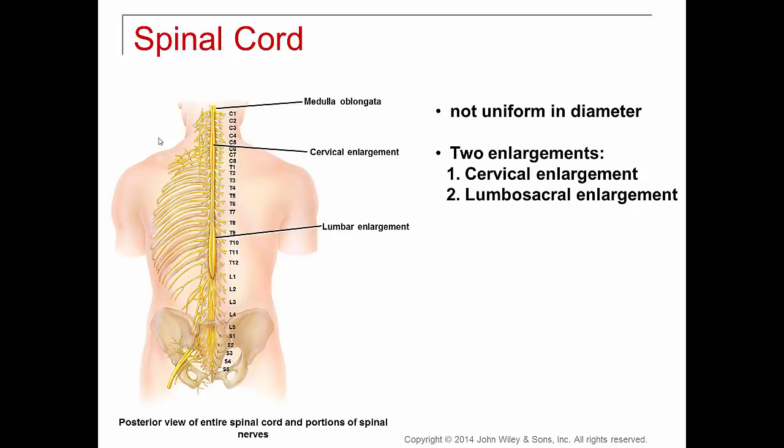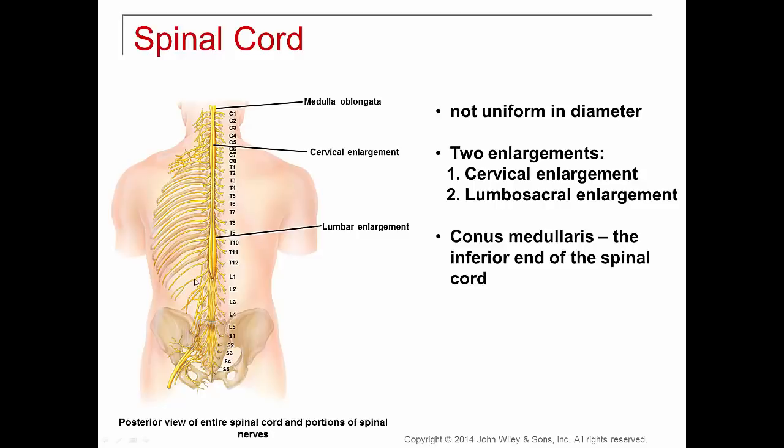These enlargements in the spinal cord are associated with the extra nervous tissue that's needed to supply the additional structures of the upper and lower limbs. So we've got extra muscles, extra bones, and other tissues that need to be supplied with neurons. So those regions of the spinal cord become enlarged in order to accommodate all of those extra structures.